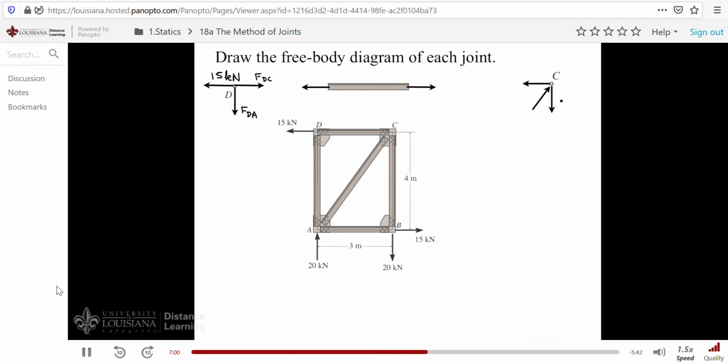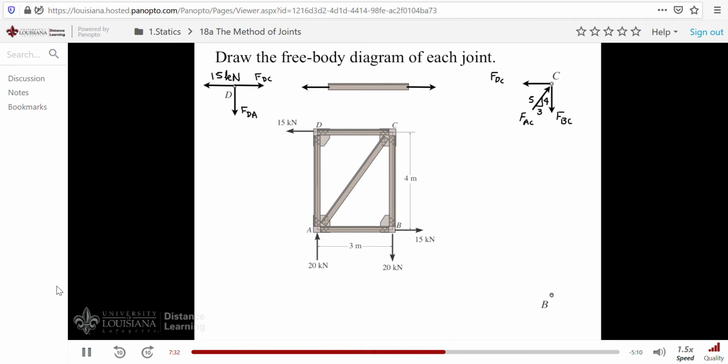Let me label these forces. Here we have F of DC. This force, F of AC, and of course, F of BC. And to complete a free body diagram, we have to show the slope right in here. 3, 4, and of course 5. That's a complete free body diagram.